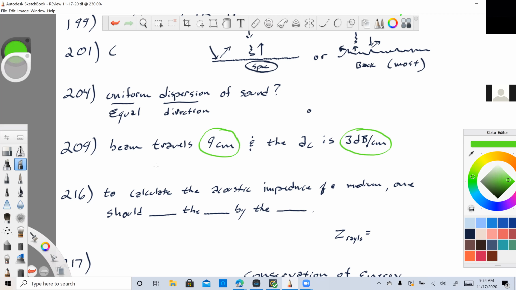figure out that attenuation is equal to the attenuation coefficient, in this case 3, times D, which can be for distance or depth. In this case, it's 9. Let's just make sure I'm right. Yes, 3 times 9 is 27.